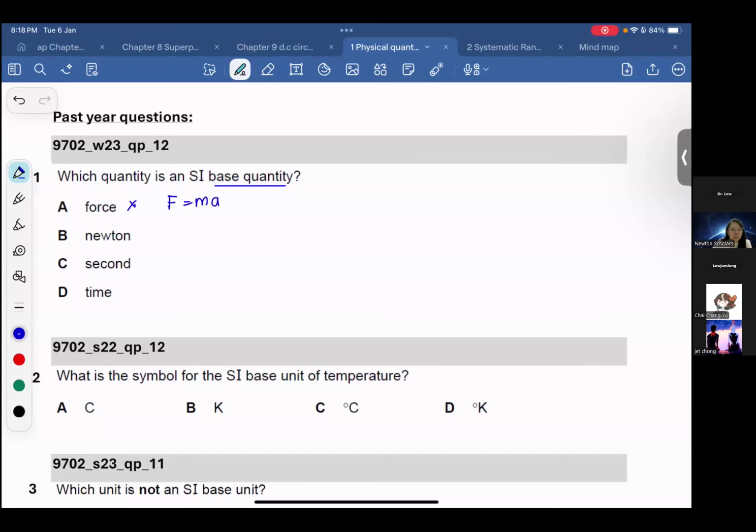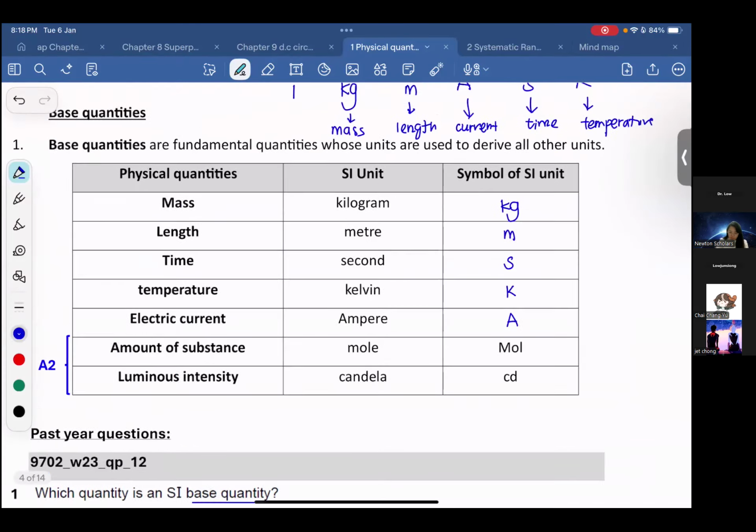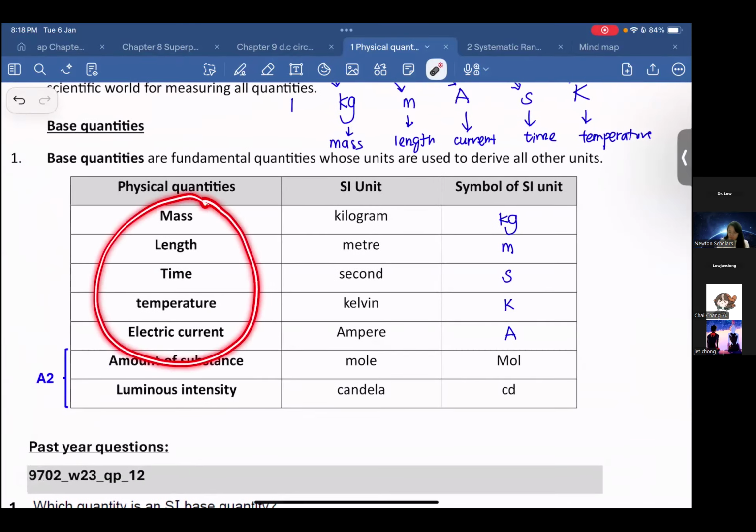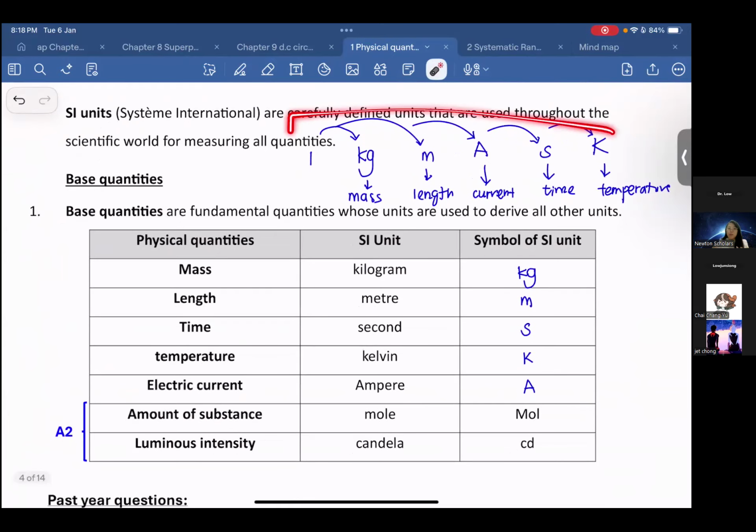Okay, here Newton and the second are actually units. So the base quantity is actually the time. Base quantity is here, dear. This is the base quantity. This is the unit for the base quantity. Then I use the unit to help us memorize these 5 base quantities. So don't choose unit. This is the technique for me to memorize the base quantities.